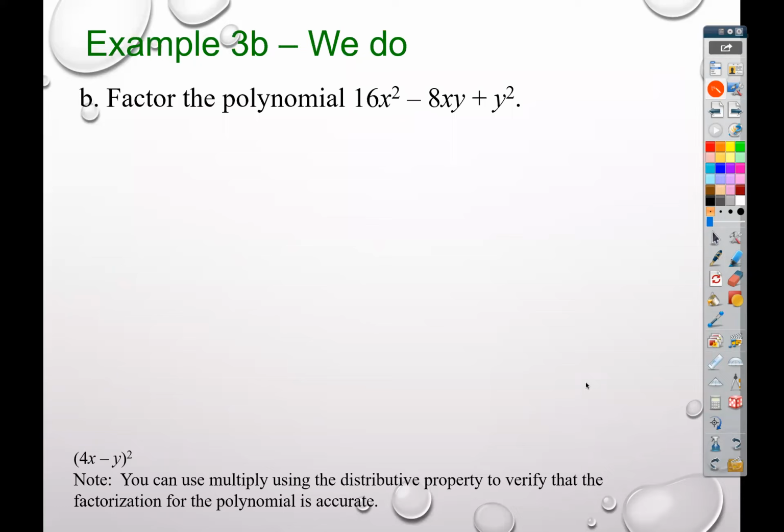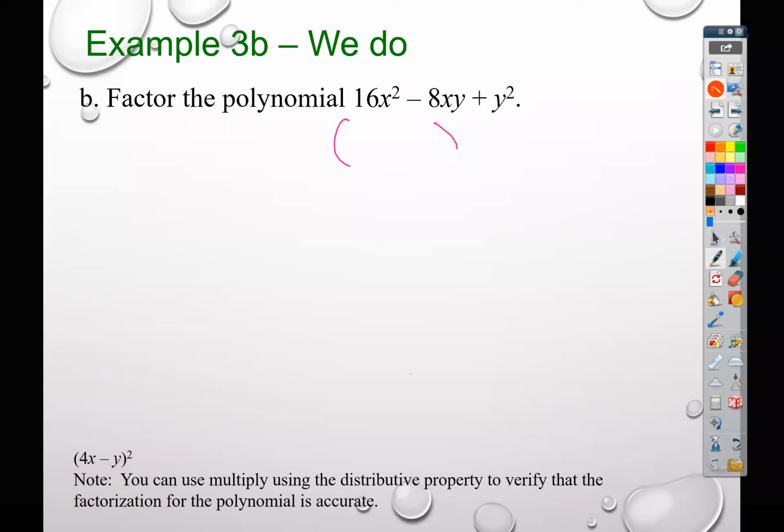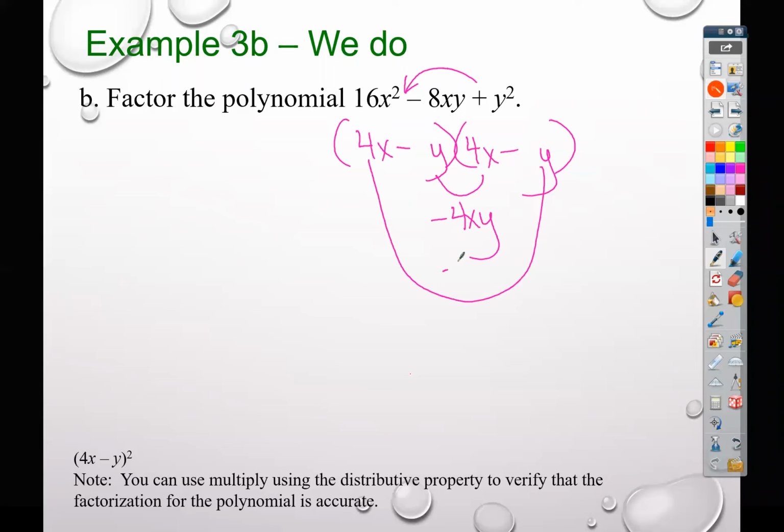All right, so factor the polynomial 16x squared minus 8xy plus y squared. Okay, so let's ask ourselves, what times what is 16x squared? 4x and 4x. What times what is y squared? y and y. We know both signs need to be negative. Now let's check. So I get negative 4xy, negative 4xy, which would give me that negative 8xy in the middle that I need.